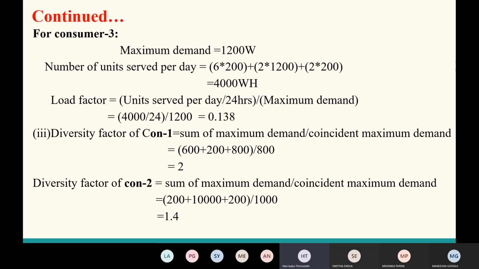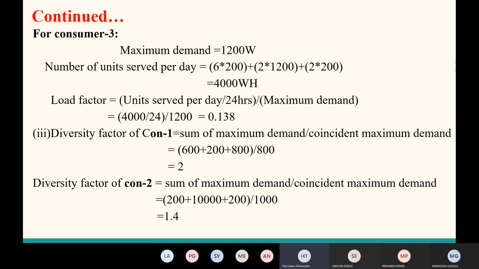Next, third one, diversity factor. Diversity factor is nothing but the sum of individual loads divided by the maximum demand of the station. For diversity factor of consumer 1, sum of individual loads of consumer 1, 600 plus 200 plus 800, divided by maximum demand 800, that is equal to 2.